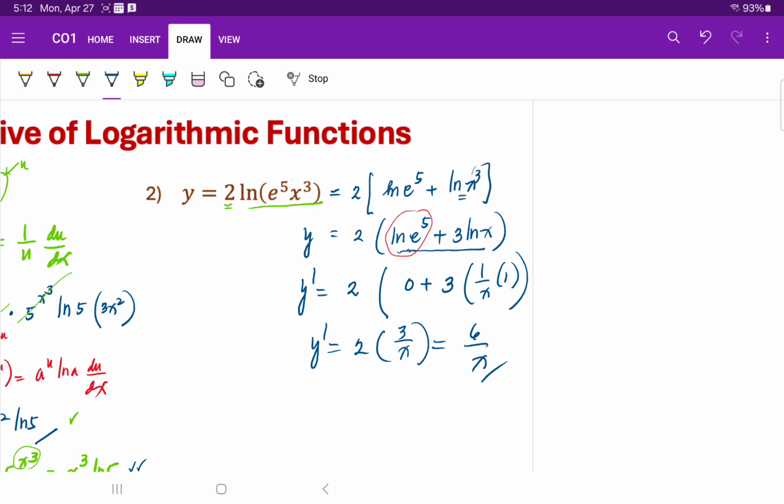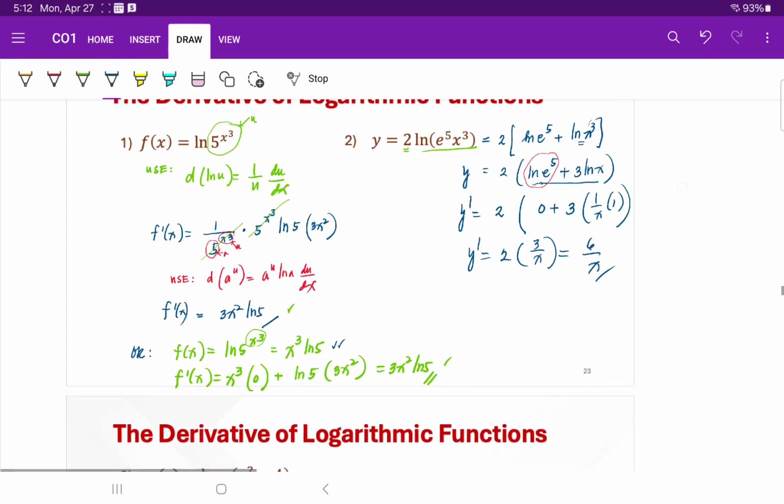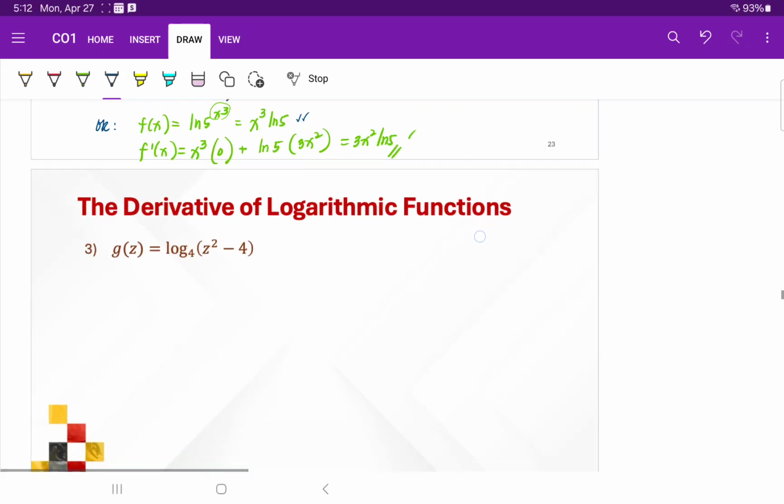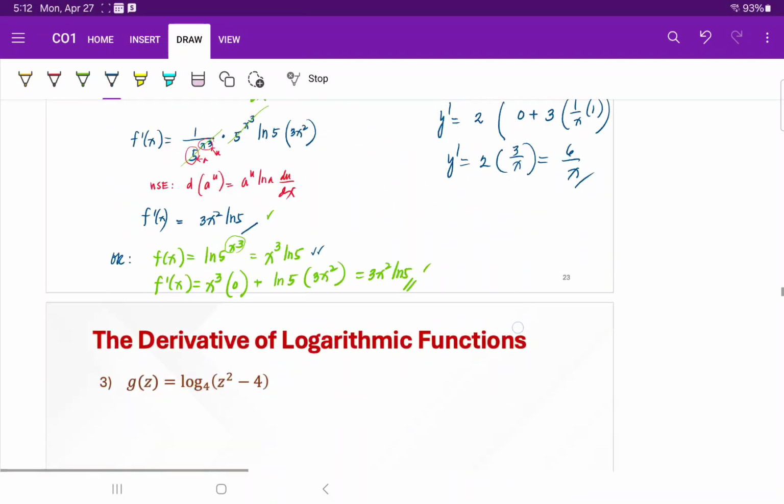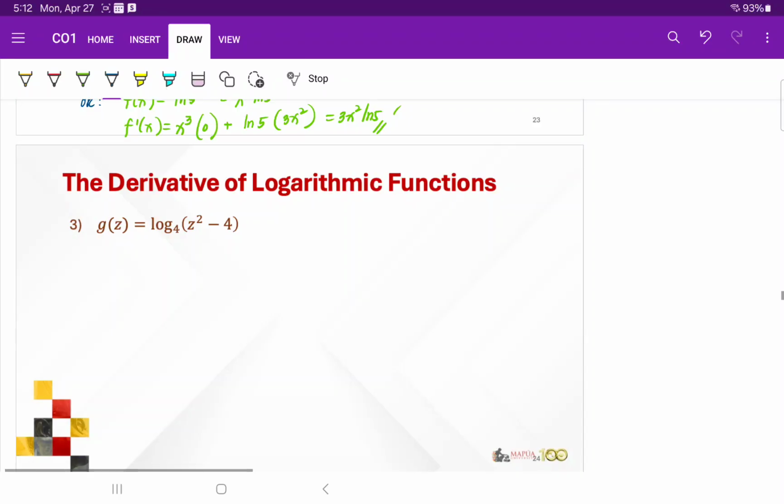Now, what's the next one? The next problem is, hold on. Nawala. Okay. The next one, I have a space here. What's the derivative of the log of z squared minus 4?